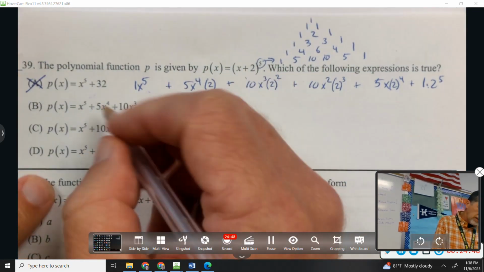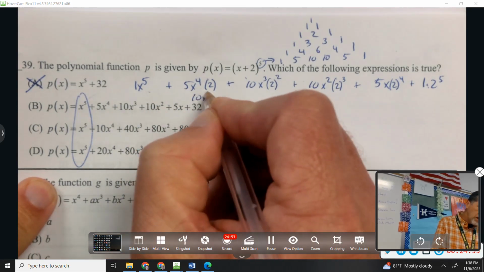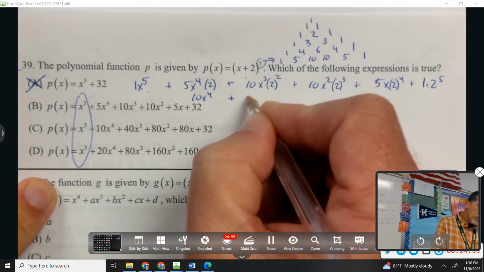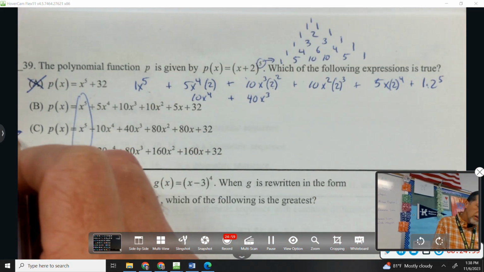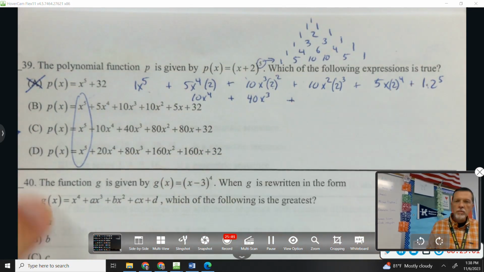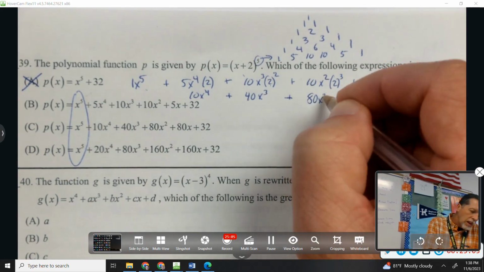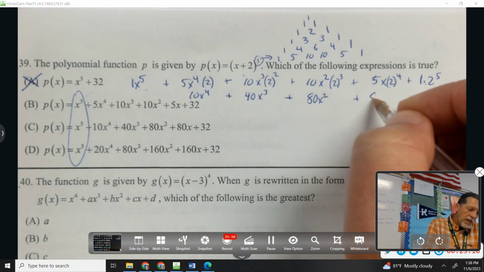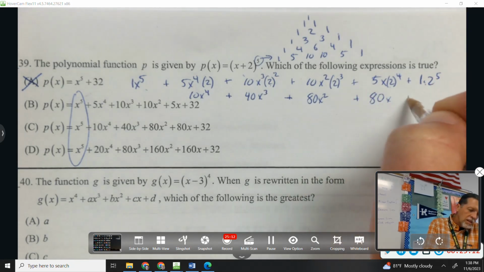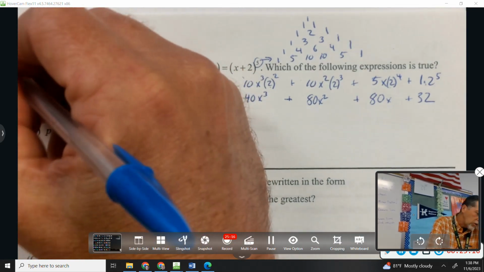So let's see, they all have x to the 5th. 5 times 2 is 10. 4 times 10 is 40. I think I've already got my answer picked out here, but I'm just going to work the rest of the problem. 2 cubed is 8. 8 times 10 is 80. 2 to the 4th is 16. Times 5 is also 80. And 2 to the 5th is 32. So yeah, it's answer choice C.